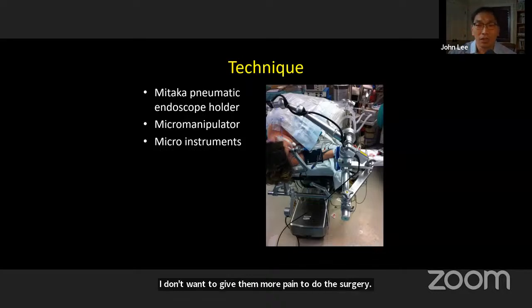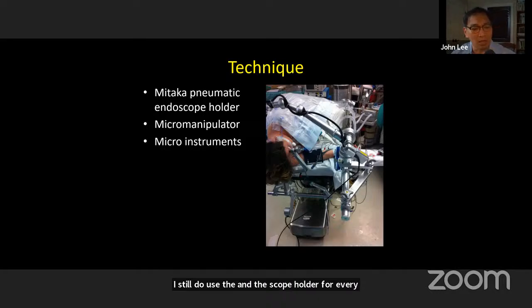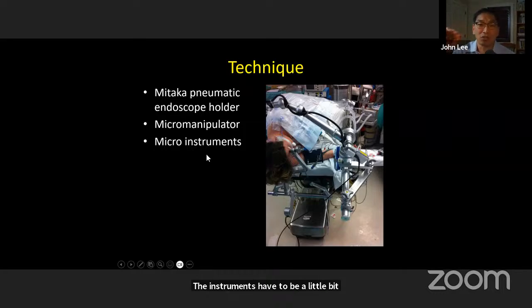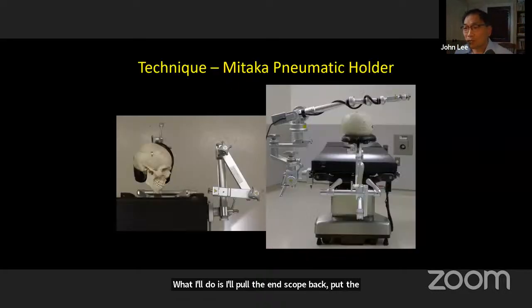I still do use the Mitaka endoscope holder for every case. I did 17 cases when I was young faculty, obviously with the microscope, but I'll show my transition. But now everything is endoscope. So I don't use the micromanipulator anymore. I just simply use my hands, use the pneumatic. The instruments have to be a little bit different because you want single shaft instruments. You don't want the standard bipolar, although I still use those. What I'll do is pull the endoscope back, put the bipolar down if I need it, and then bring it back. So here's my technique.